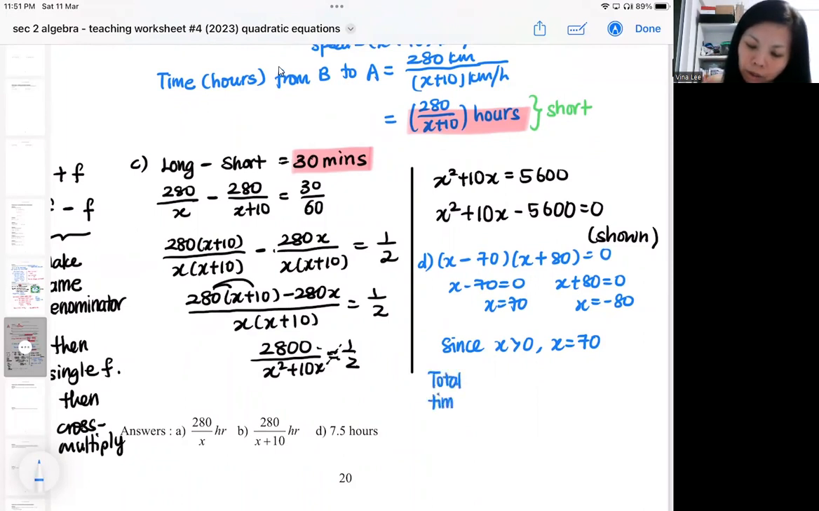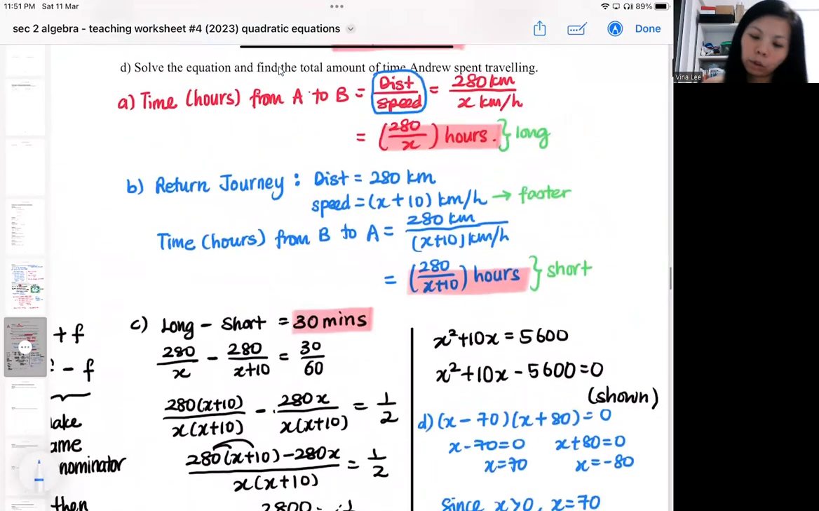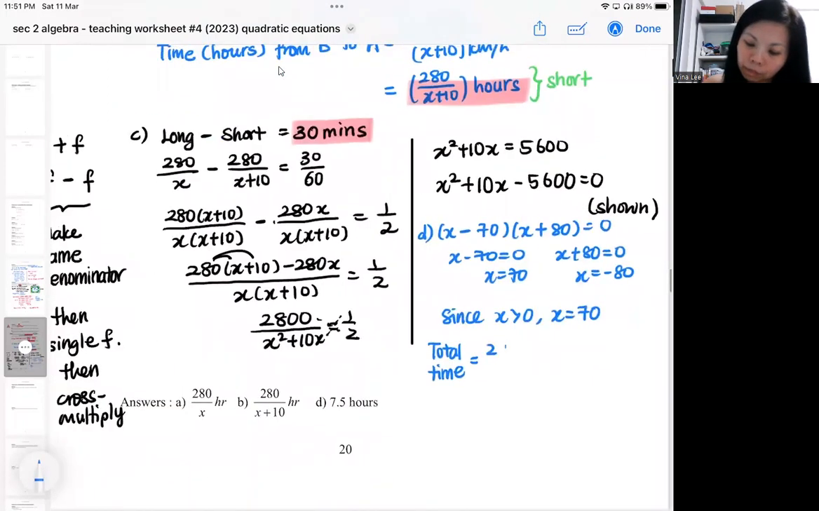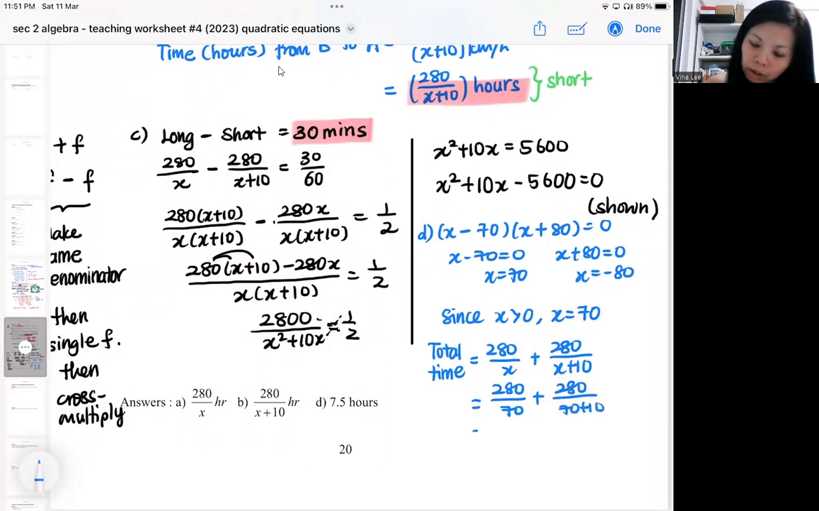So from here, what is the total time? The total time will be the timing from A to B, which is this one, and B to A. So what you can do is you write the algebra first, and then you can put in the 70. When you put in the 70, here you got 4 hours. Here you get 3.5 hours. So in total, that will be 7.5 hours.